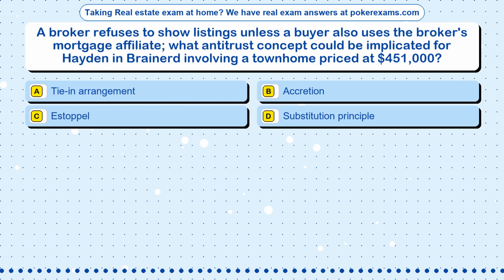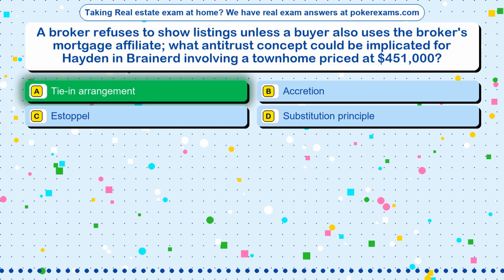Question 25. A broker refuses to show listings unless a buyer also uses the broker's mortgage affiliate. What antitrust concept could be implicated for Hayden and Brainerd involving a townhome priced at $451,000? Option A, tie-in arrangement. Option B, accretion. Option C, estoppel. Option D, substitution principle.